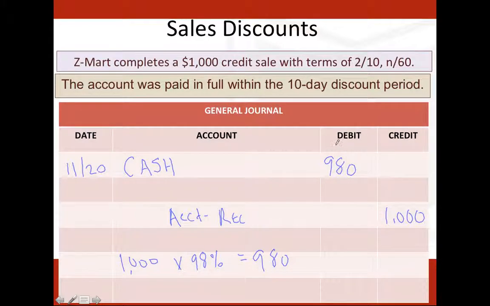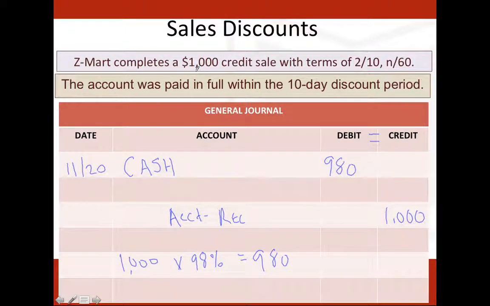So I have a debit to cash for 980. My cash went up $980. That was the amount of check that we received. And then I have a credit to the account receivable account of $1,000. That makes that go away. So you're probably looking at that and saying, well, wait a second. One of our accounting commandments is that debits always have to equal credits. And that's true. So we need to do something else to make that balance out.